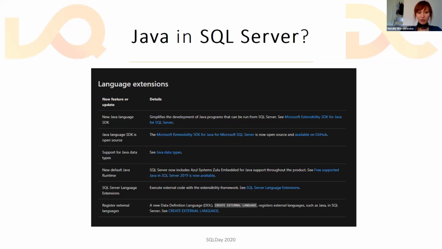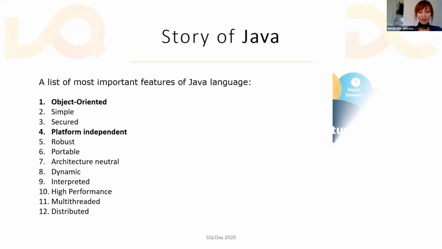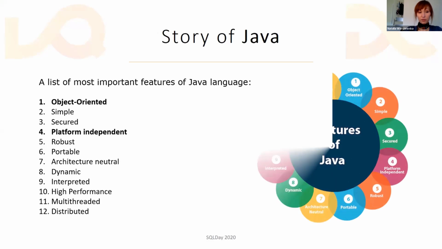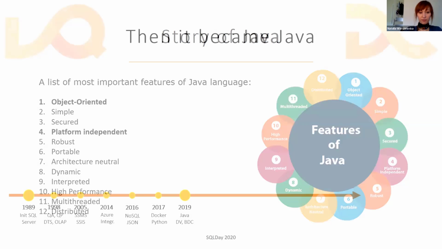Not much, but before we go deeper, I would like to tell you a story about Java. Java has a lot of cool features, but probably you've heard the two most popular: that it's an object-oriented language and it's platform independent. These are, I think, the most popular.